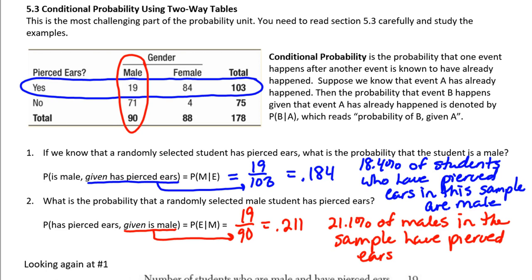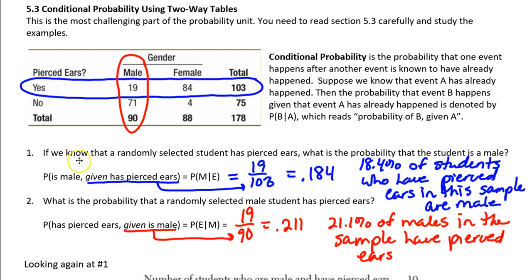Conditional probability is something we've worked with before but haven't officially defined. Conditional probability is the probability that one event happens after another event is known to have already happened. Suppose we know that event A has already happened, or is the given information. Then the probability that event B happens, given that event A has already happened, is denoted by this notation: P(B | A), with a vertical line. Probability of B given A.